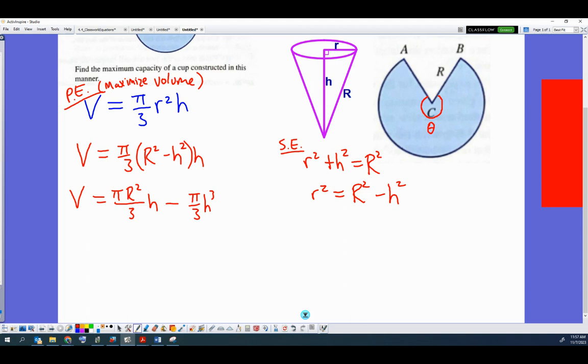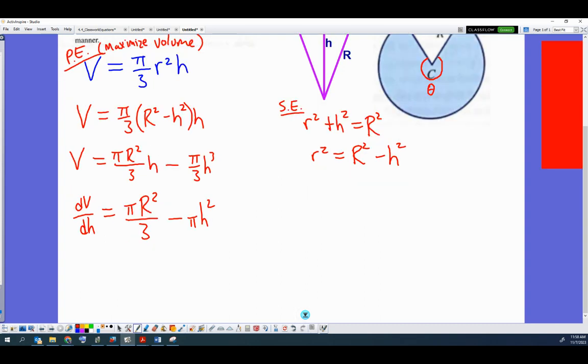do that. So I can call this V prime of h, or I'll just say dV/dh, use the Leibniz notation. And yeah, this is just a constant times h, right? So it's just going to be the constant pi big R squared over 3. And then this part, it's just the power rule, bring down the 3, cancels with the 3 down there, and I get pi h squared. And I want to take that derivative and set it equal to 0.